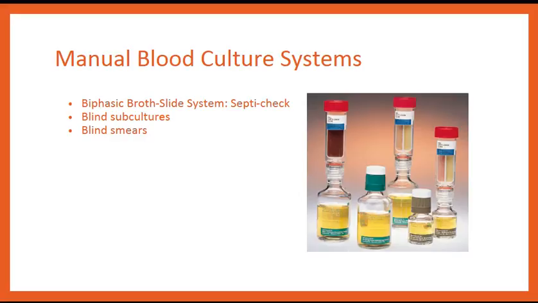Okay, the blood culture bottles that are biphasic. You see this word, biphasic. This means that there's 2 phases to it, and it has a broth and a slide to it. And this SeptiCheck is the brand name of these. But here's the broth, and here's this thing up here that we call a paddle. And the patient's blood is put down here in the broth, and you incubate it.